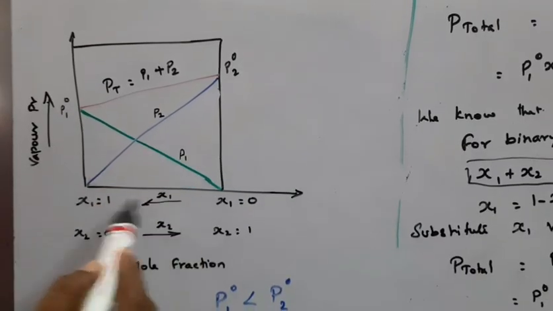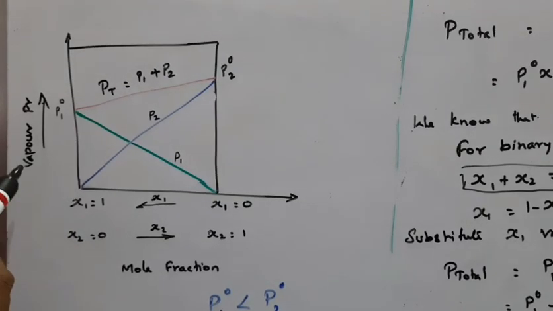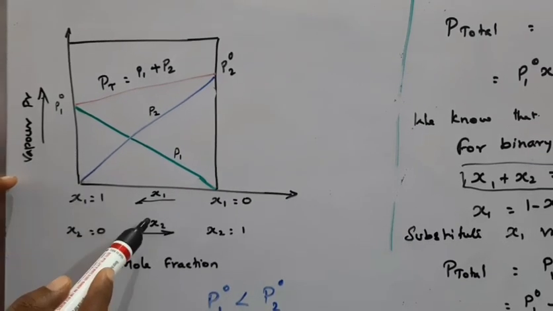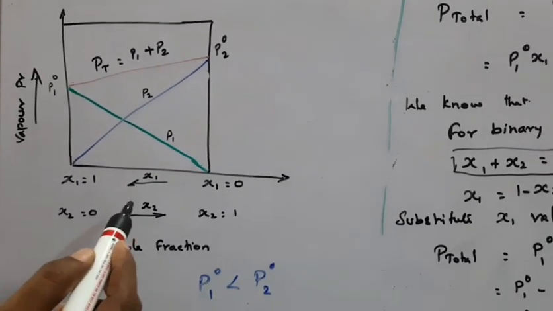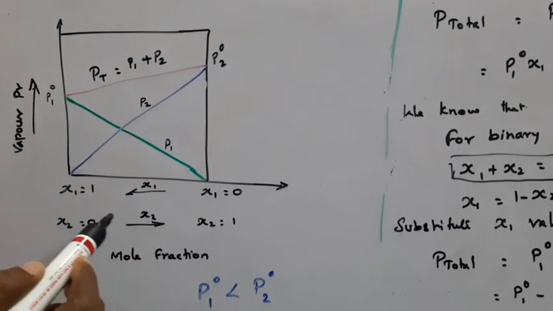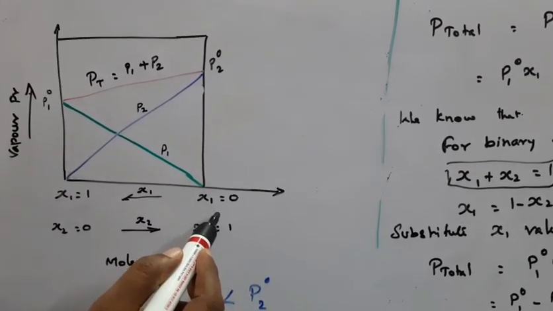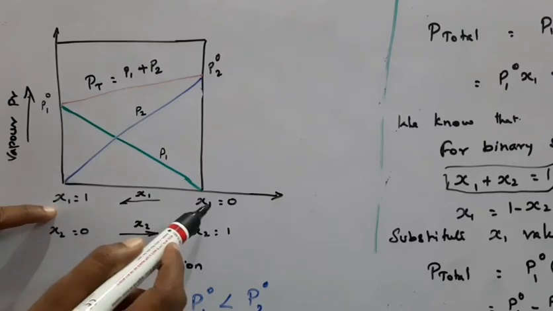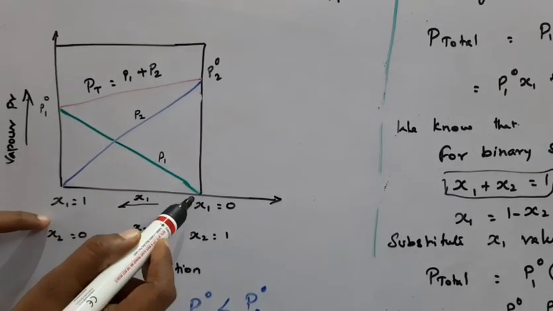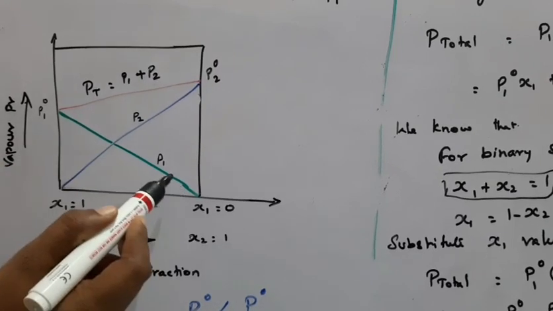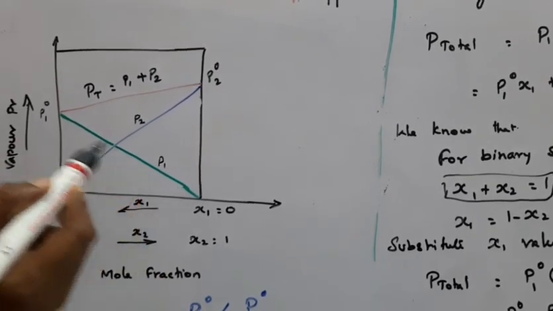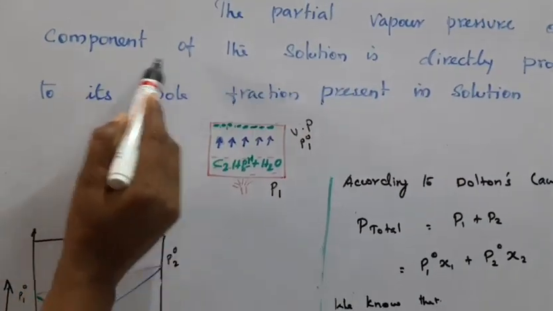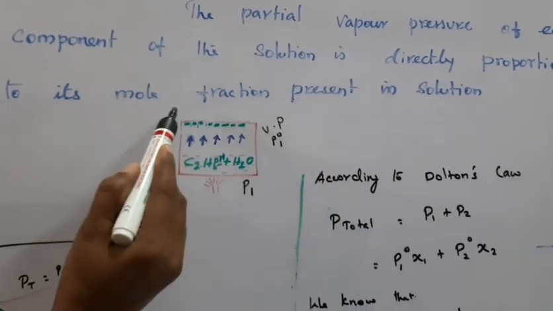The graphical representation for Raoult's law is a plot between the vapor pressure and the mole fraction. Suppose this is the x-axis and this is the y-axis. Suppose we take component 1: the mole fraction increases from 0 to 1, and at the same time the pressure also increases, from P1 up to P01, the vapor pressure. This is because the partial vapor pressure of each component of the solution is directly proportional to its mole fraction present in the solution.